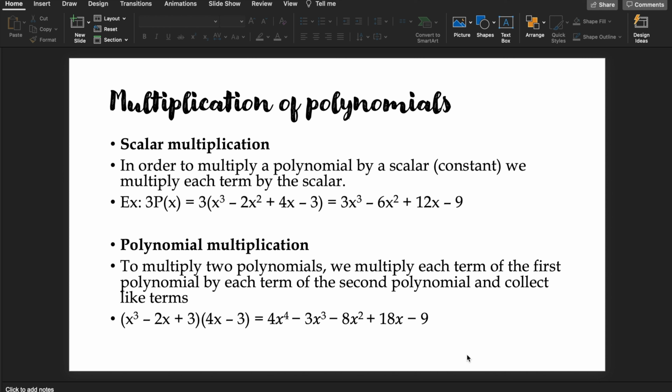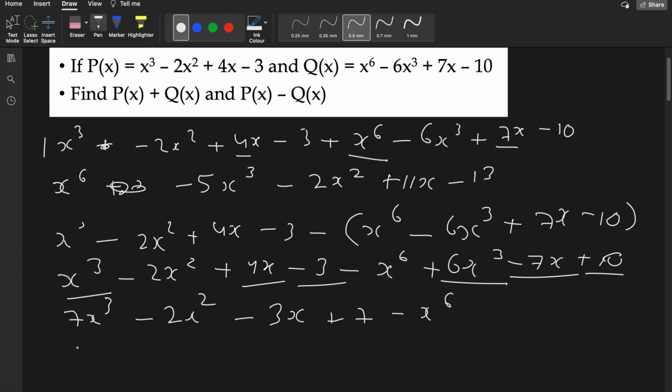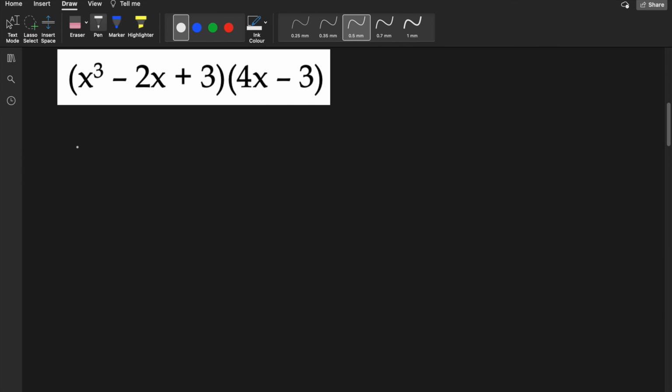Now let us look at polynomial multiplication. So in order to multiply two polynomials, we multiply each term of the first polynomial by each term of the second polynomial and collect the like terms. So this into this, and so on. So let me work that out. So we have to multiply the first by the first, and then this into this.